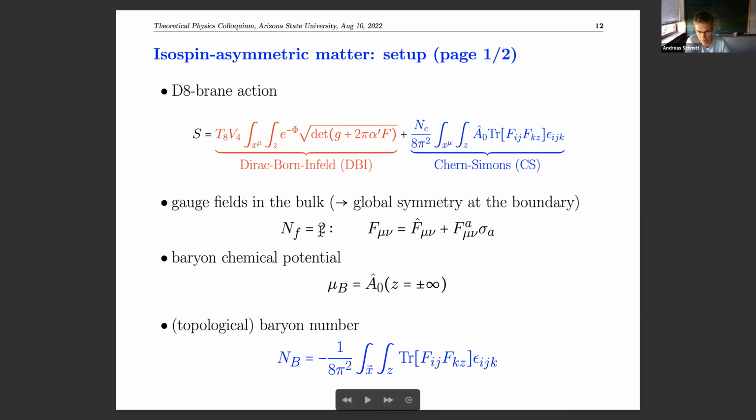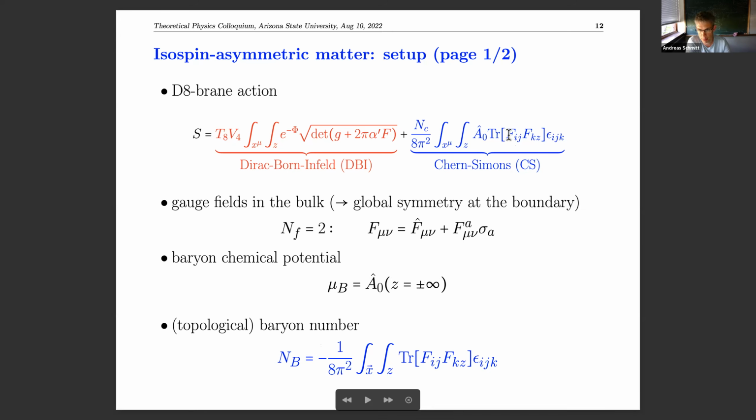We work with 2 flavors, which gives us an abelian and a non-abelian part. That's the SU(2) part, that's the U(1) part of the gauge group. I put the hat on the abelian part. So this A0, for example, is the abelian part. These Fs without hat are the non-abelian ones. I introduced the chemical potential at the boundary as a boundary condition for the abelian part of the temporal component. You know this from ordinary field theory, right? The chemical potential is basically the temporal part of a gauge field.